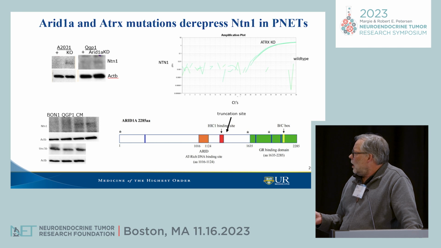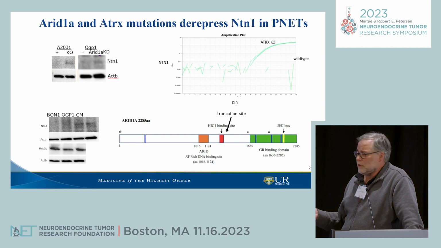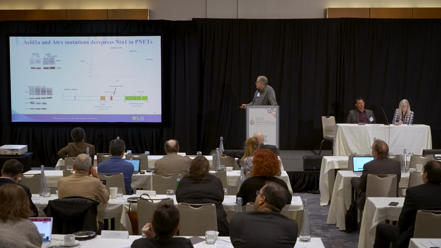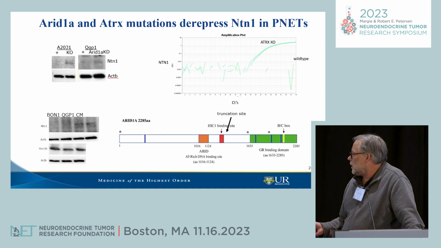I already showed you this, that if we knock out ARID1A in QGP1, we can activate netrin-1. We just got ATRX knockout cells from Chris Efi, and we can see that netrin gets turned on when ATRX is knocked out versus the wild type QGP1. This is the ATRX knockout. So it looks like ATRX loss is enough to de-repress. And remember I told you about CM being the only cell line that expresses netrin? We sequenced, and CM is the only one that has an ARID1A mutation, right? BON and QGP1 don't have one. So this is another example of ARID1A associated with upregulation of netrin.